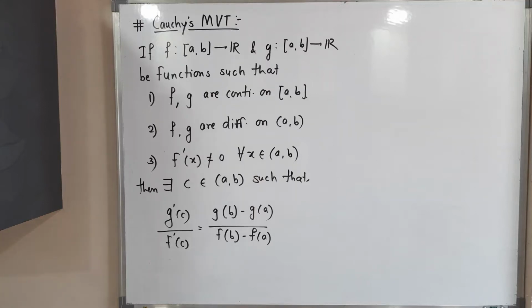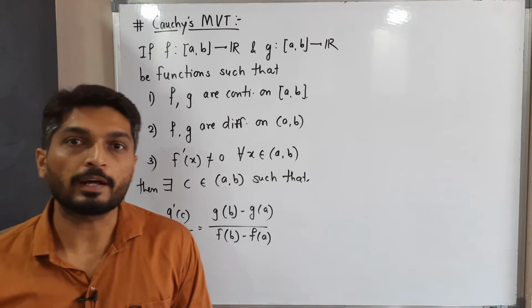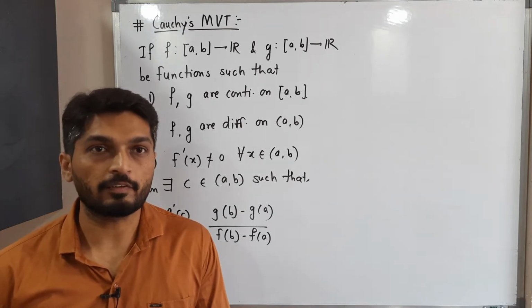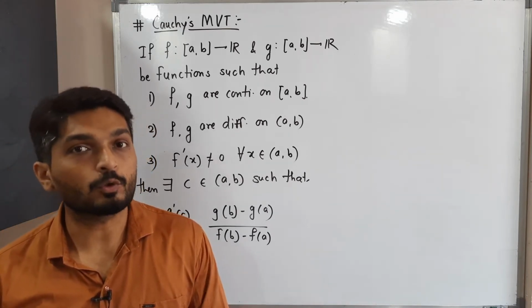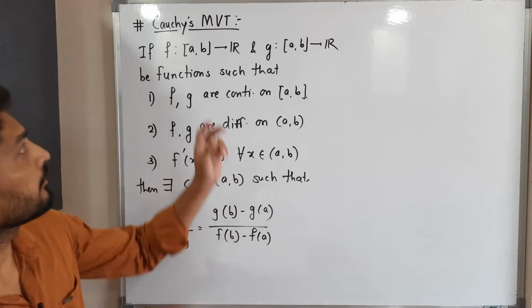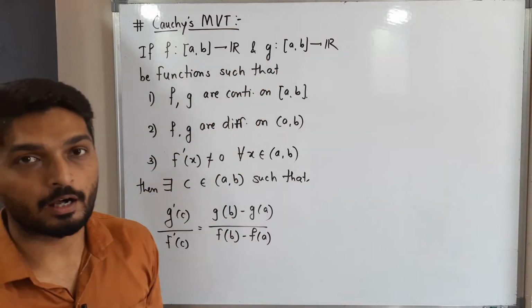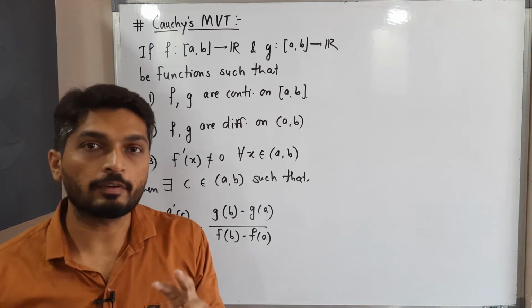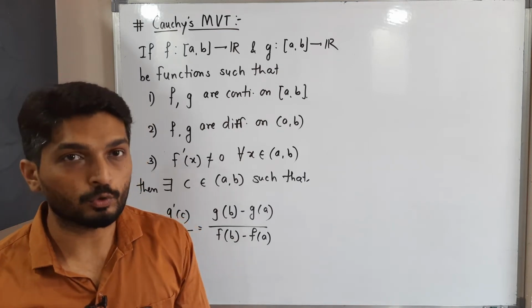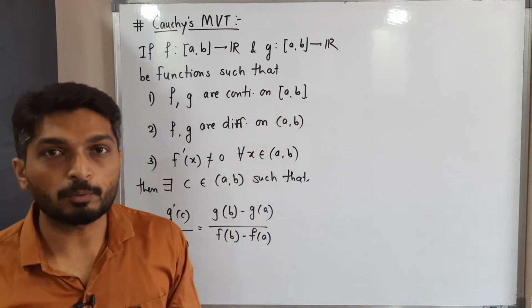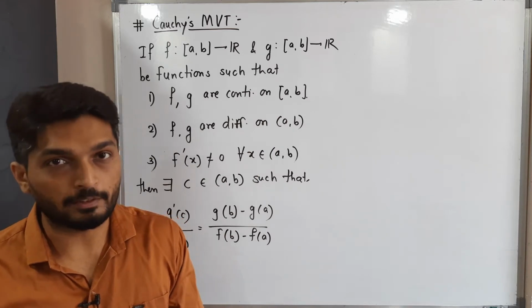Hi everyone, let us discuss Cauchy's mean value theorem. In Cauchy's mean value theorem, we have two functions f and g, both defined on closed interval [a, b]. F and g are defined from [a, b] to R, such that both of them are continuous on closed interval [a, b]. F and g both of them are differentiable on open interval (a, b).